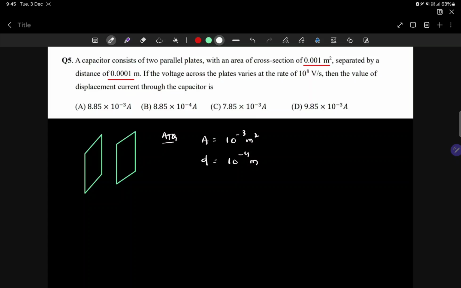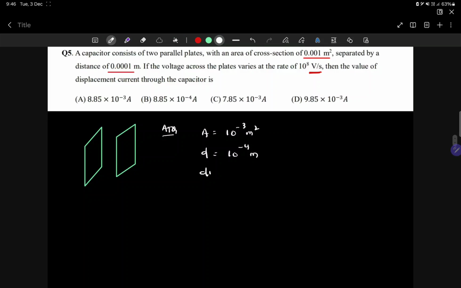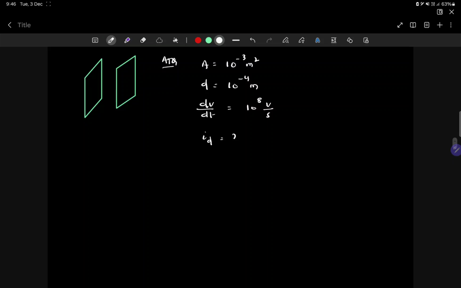If the voltage across the plates varies at the rate of 10 to the power 8 volt per second. So all of you observe this unit, volt per second. That means the given data is dV by dt, equal to 10 to the power 8 volt per second. Then the value of displacement current through the capacitor is dash, and displacement current ID is required. So how to solve this?